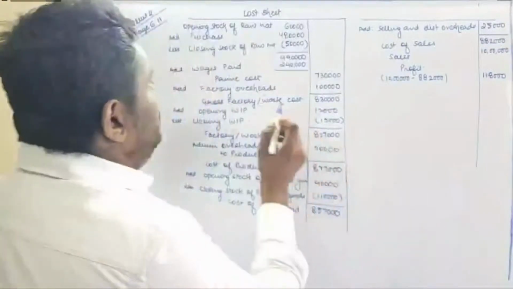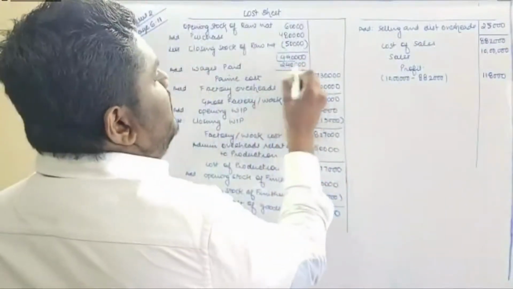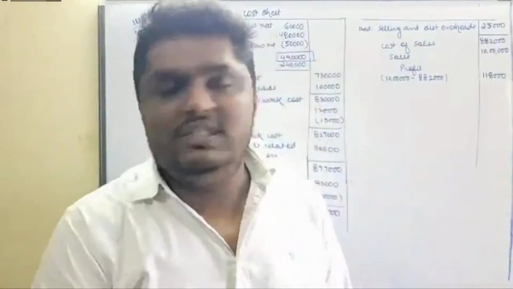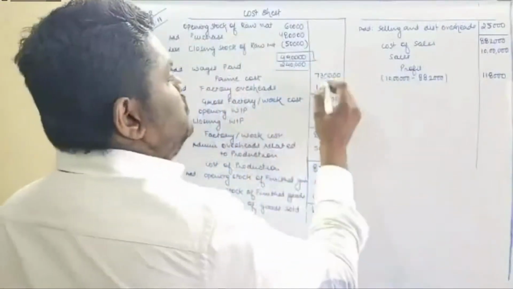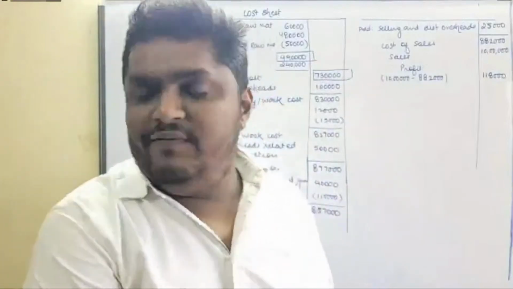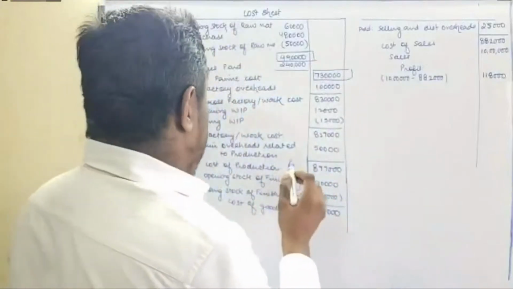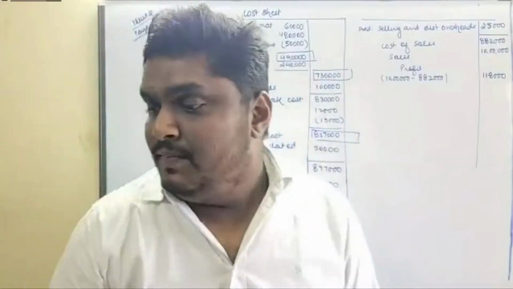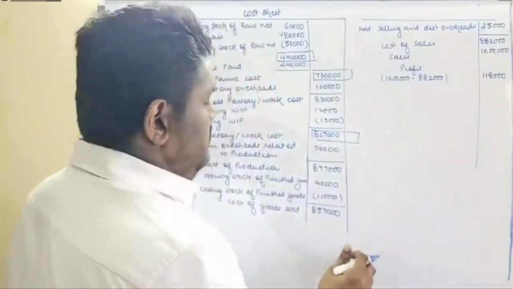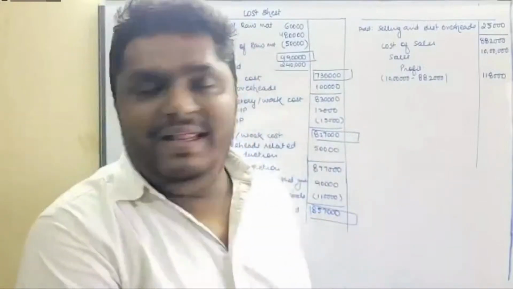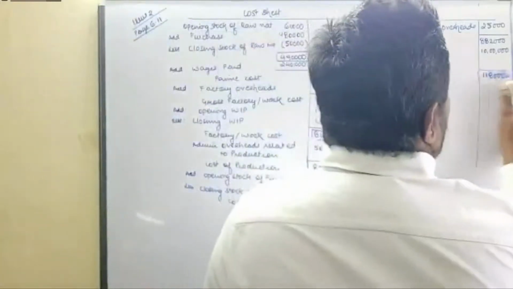Now the question has asked us to calculate raw material consumed. So this is raw material consumed. The next is prime cost. So here this is my prime cost. Next is factory cost or work cost. So this is my factory cost or work cost. Next is cost of goods sold. So this is my cost of goods sold. And finally the net profit. So this is my net profit.